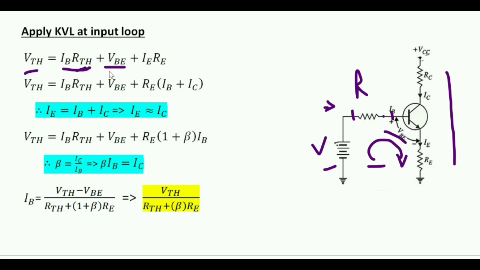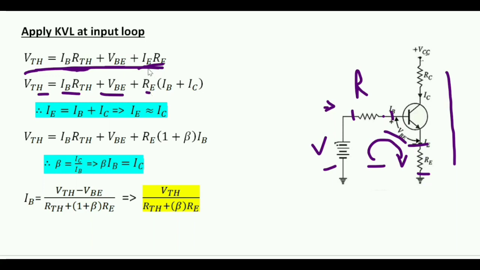This is also a voltage drop, that is VBE. This is the VBE voltage, and voltage drop across emitter resistor. That is current flowing through the emitter is IE and resistance value is RE. Thus the voltage drop is IE into RE. This is the input KVL equation. Now if we simplify this, we will get VTH is equal to IB RTH.